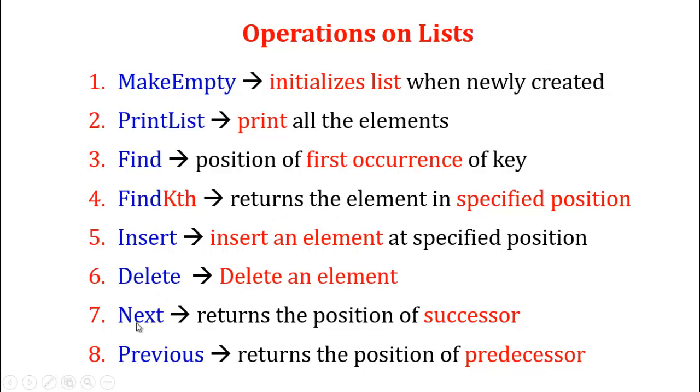Next is a function or operation: return the position of successor. Successor is called the next element. They're going to find the position of the next element. Previous means return the position of predecessor. Predecessor is called the previous element. These are the basic operations on the list.